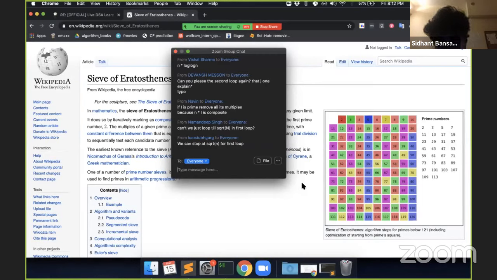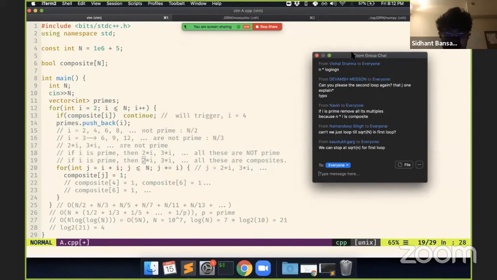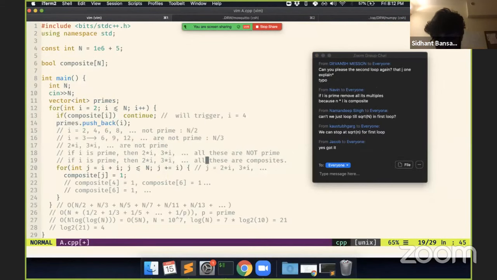So that's the idea. Does everyone get this? You can just run through the animation again. So is everyone clear with the basic sieve of Eratosthenes?